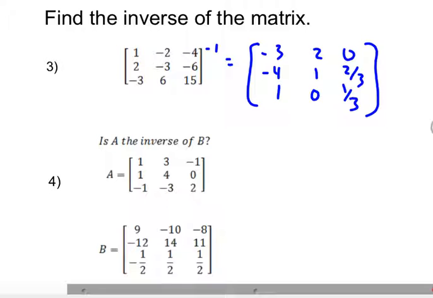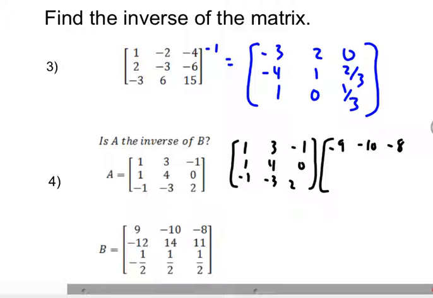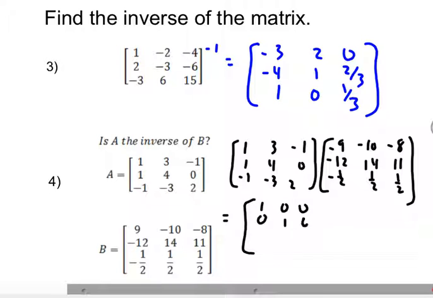The other way you could do this is multiply matrix A and matrix B together and see if they give you the identity matrix. So I'm just going to rewrite these down here. I could multiply those two together and see if they give me 1, 0, 0, 0, 1, 0, 0, 0, 1. And if they end up equaling it, then yes, they are inverses of each other.